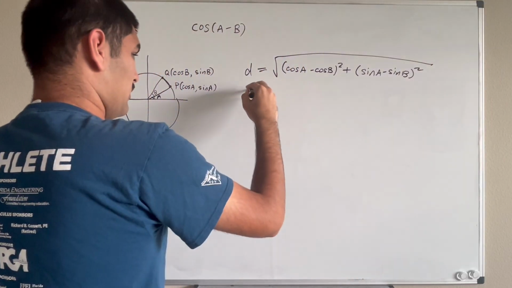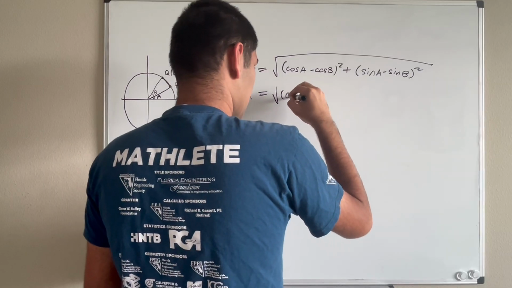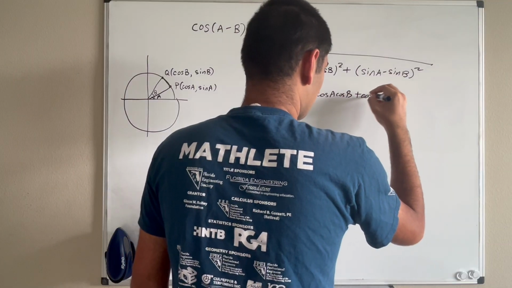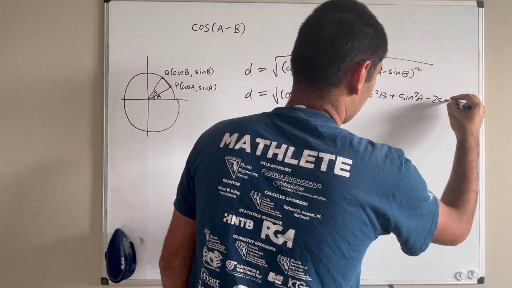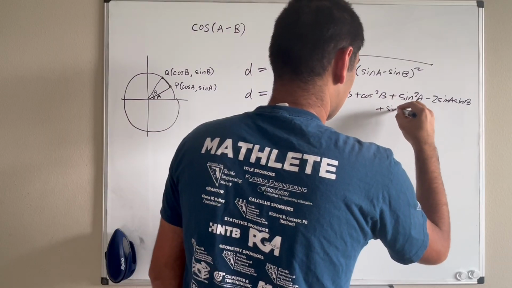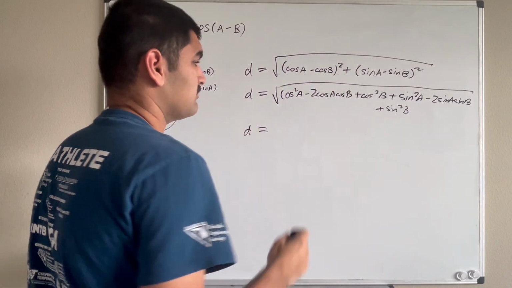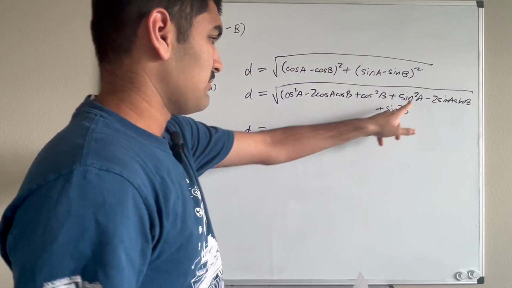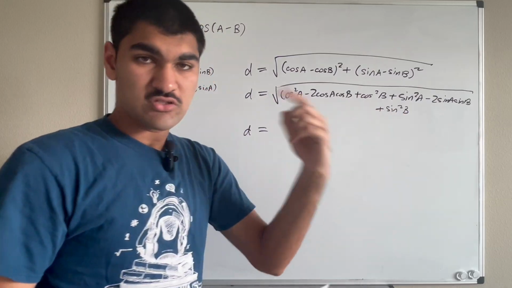Now we can simplify this. Expanding the binomials, we get cosine squared A minus 2 cosine A cosine B plus cosine squared B, and then sine squared A minus 2 sine A sine B, plus sine squared B, all under the square root. Now we can group cosine squared A plus sine squared A, which is equal to 1, and cosine squared B plus sine squared B, which is also equal to 1.